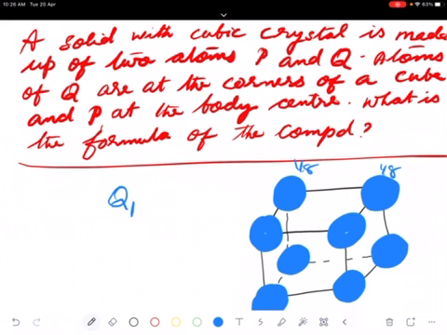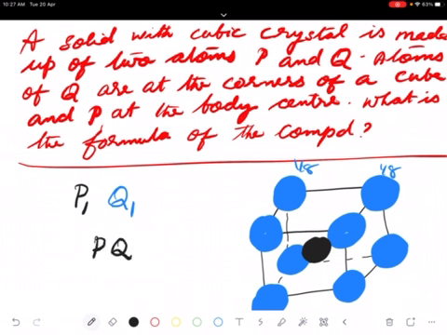And P at the body center. So its contribution is 1 full. So here P 1. So what is the formula of the compound? Formula of the compound will be PQ.